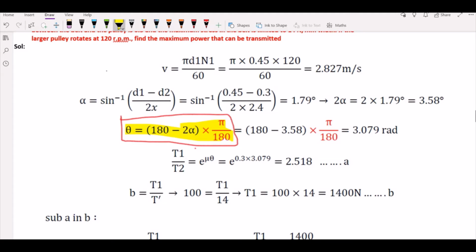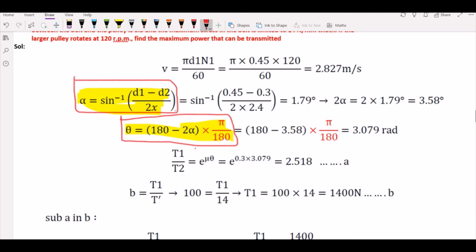Next, if you want to calculate alpha, how do you calculate it? Alpha can be calculated from the relation alpha is equal to sine inverse of (d1 minus d2) by 2x. This is also another important relation, please try to remember.